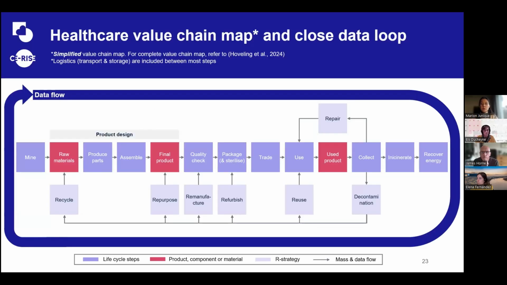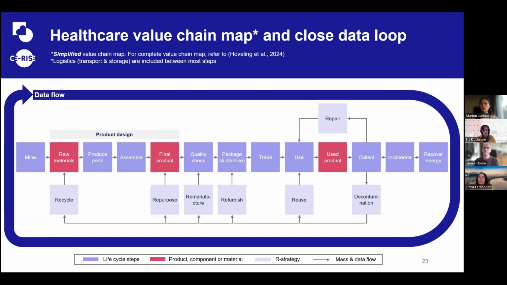So here we wanted to show how the data flow would look for a digital health device value chain. Here we have represented the value chain of digital health devices. It's a very simplified value chain. Of course, in reality, it's much more complicated, but we can just go through it. First, of course, there's the mining of the raw materials and the production of the parts, which are assembled together into a final product. Then there's some quality check and packaging, often some sterilization also.